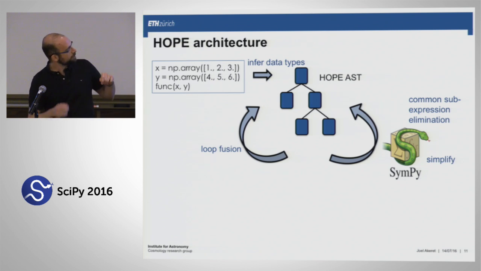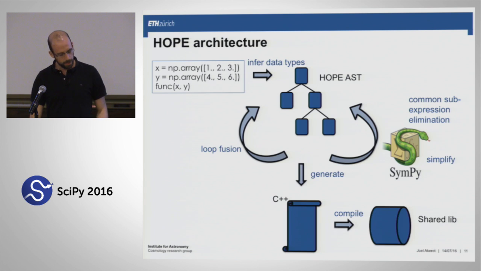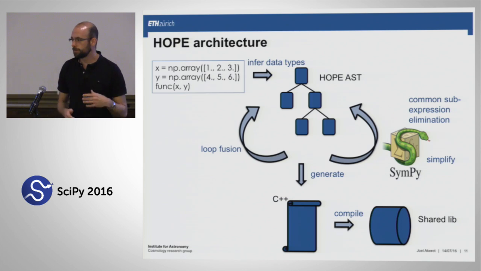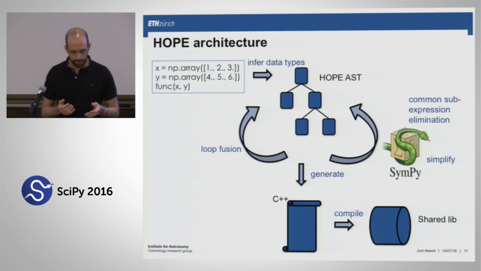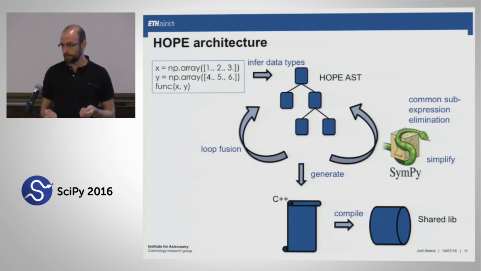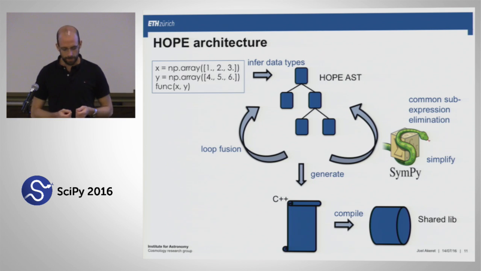Once we do this optimization, we get an optimized Hope abstract syntax tree, and the rest remains the same. We generate the C++ code again, compile it, have the shared library, and run it. So now you've seen how it works. I hope you might have seen some application similar to what you do. The ultimate question is now, is it worth going through this hassle? On the next slide, I'm going to show you some benchmarks.